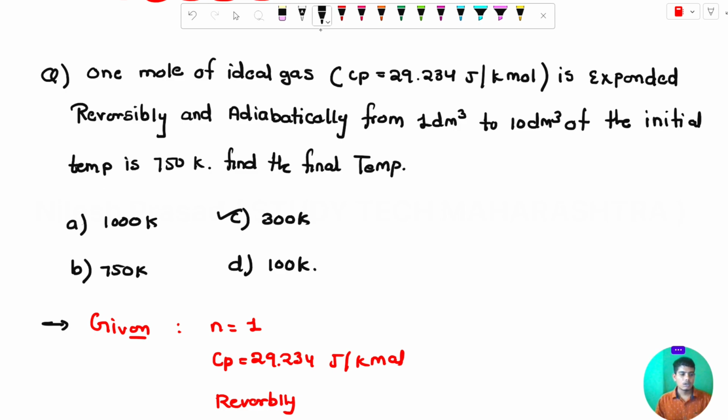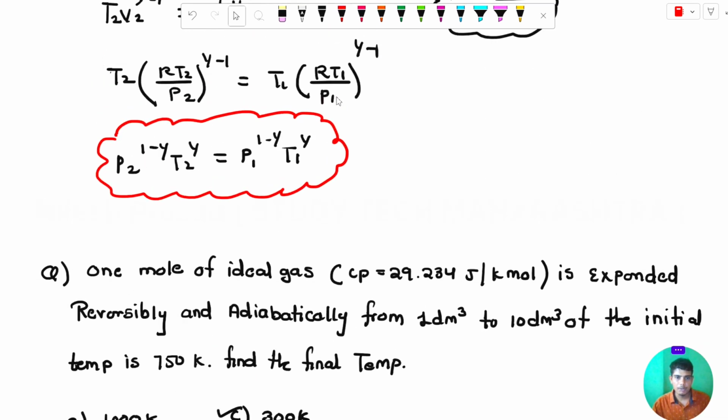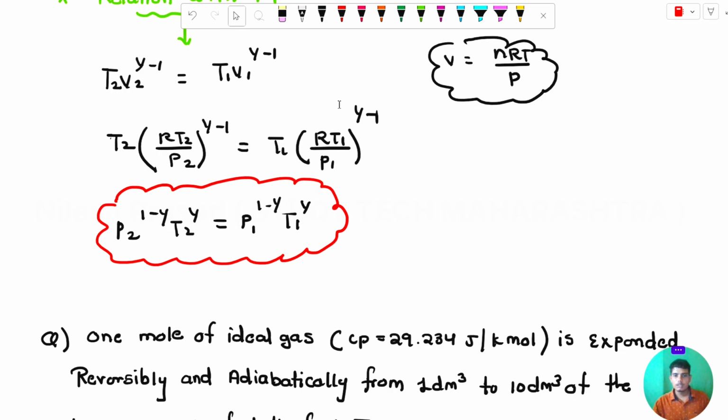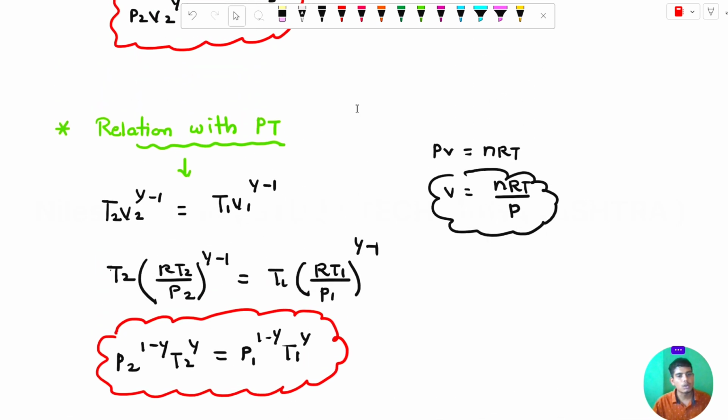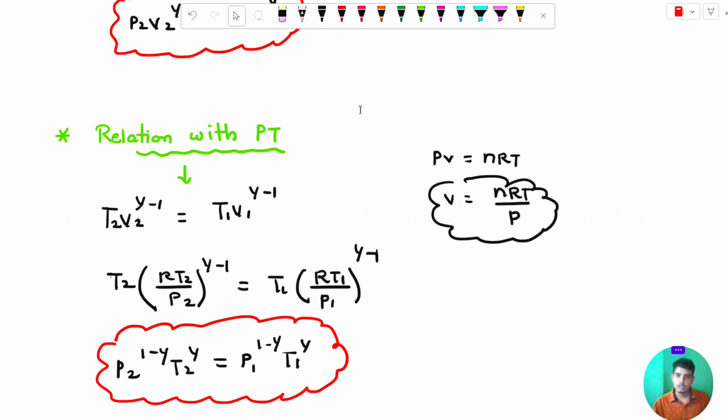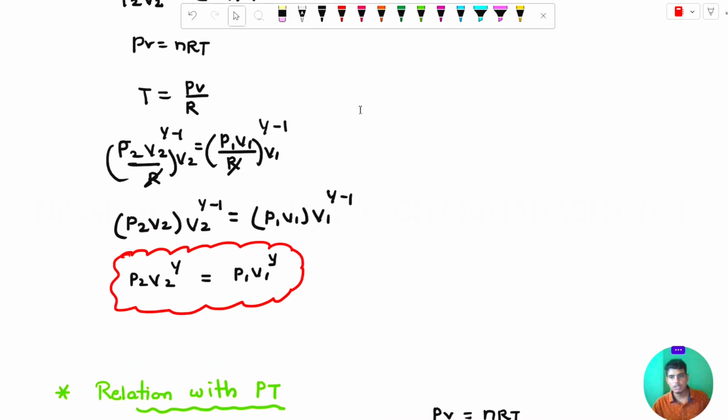I think you already understand the whole topic. What is the Poisson's equation? I have already given all the information about the Poisson's equation. We also solved the numerical, a question based on the Poisson's equation.